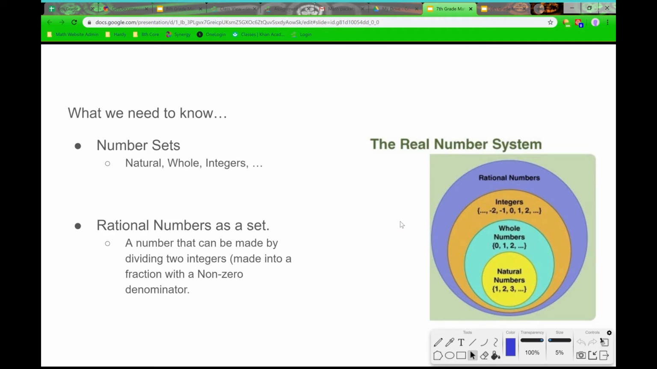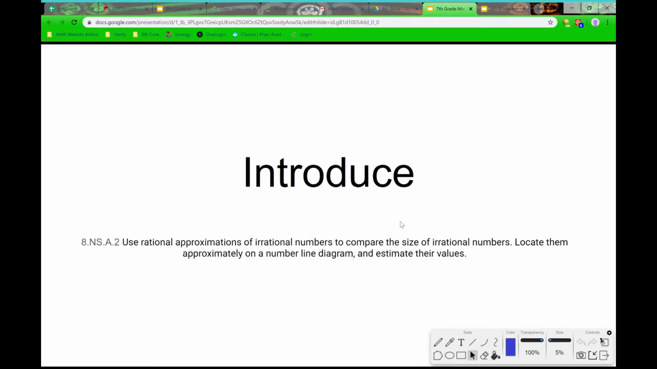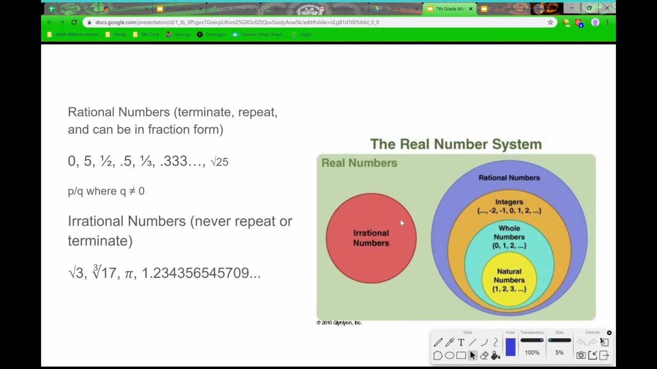What we need to now learn is, of course, what irrational numbers are. Rational and irrational numbers are two entirely different things, but yet they have very similar looks. If we look here, these are rational numbers: 0, 5, 1/2, 0.5, 1/3. These are all rational because each of these can take the form of a fraction. 5 divided by 1, of course, is 5, so that's a fraction form. If I take the 0.5, well, that's the same as 1/2. So these are both fractions.